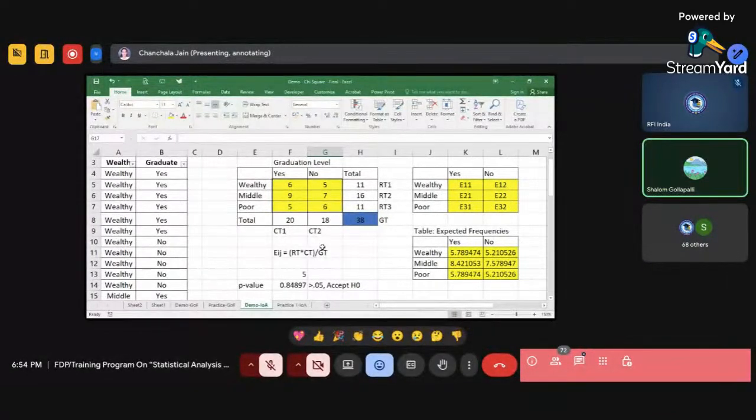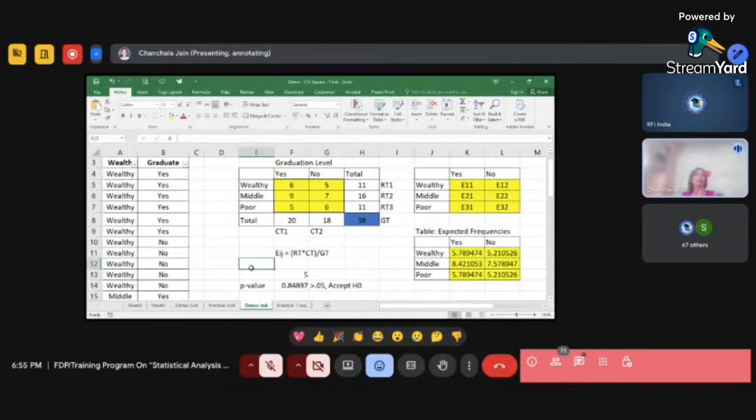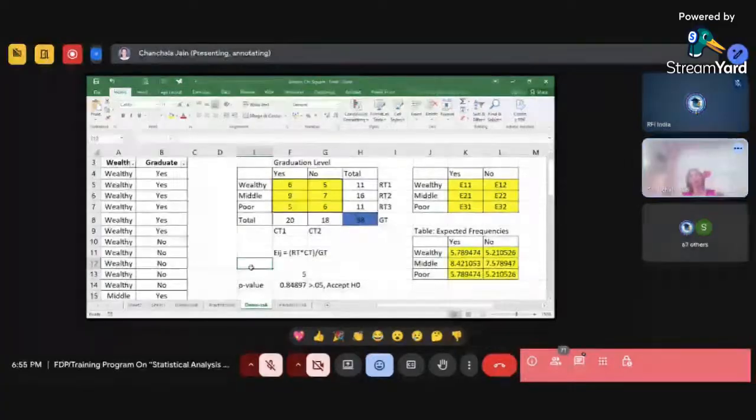Right. Second sheet is practice sheet of independence of attributes. Means this is the practice sheet I provided you to perform chi-square test at your own end. Second kind of chi-square test, right? I hope it is okay, friends.